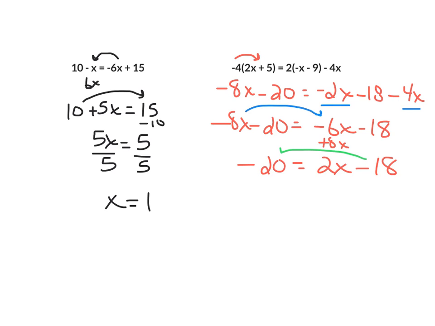So I'm going to move the minus 18 over there. When I do that, it becomes plus 18. Negative 20 plus 18 is negative 2. I have 2x over here, so the last step, just divide both sides by the 2. Negative 2 divided by 2 is negative 1.